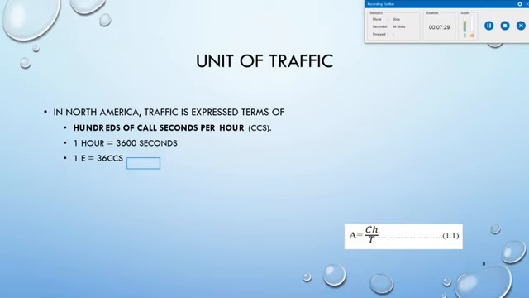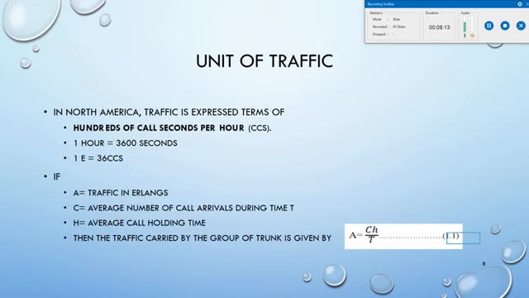Next, traffic can be expressed in different terms in different areas. In North America, it is expressed in hundreds of call seconds per hour, in short termed CCS. One hour, if we convert it into seconds, is 3600 seconds. So in hundreds of call seconds, that is 36 hundreds of call seconds. Then one Erlang is equal to 36 CCS. So this is the unit of traffic in North America.